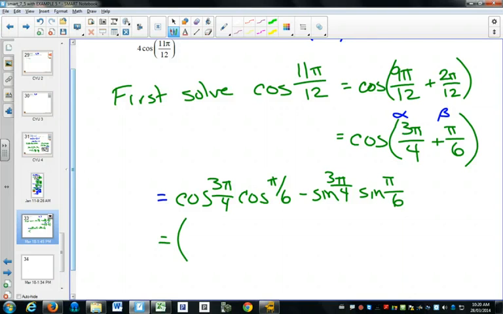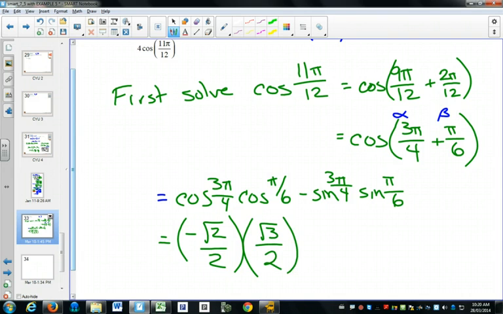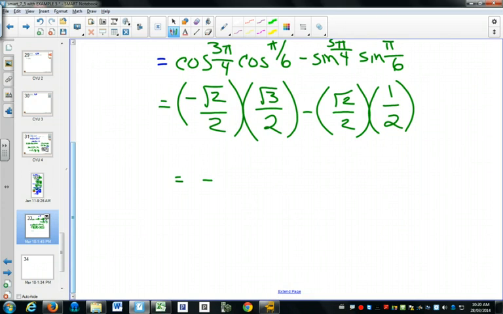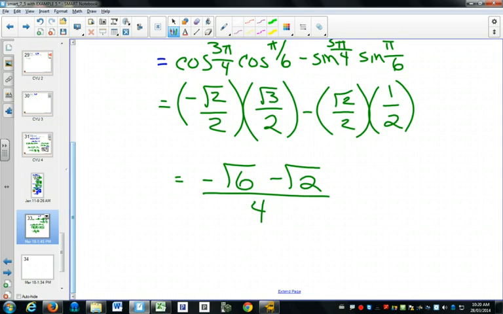So here we are. Cos 3 pi over 4 is in quadrant 2, where it's going to be negative root 2 over 2. Cos of pi over 6 is positive, quadrant 1, root 3 over 2. Sine is positive, root 2 over 2, and positive again. So we get negative root 6 minus root 2, all over 4.